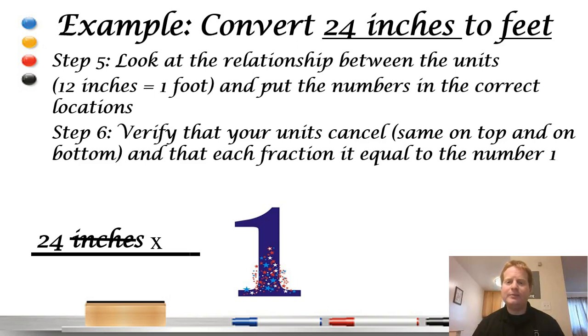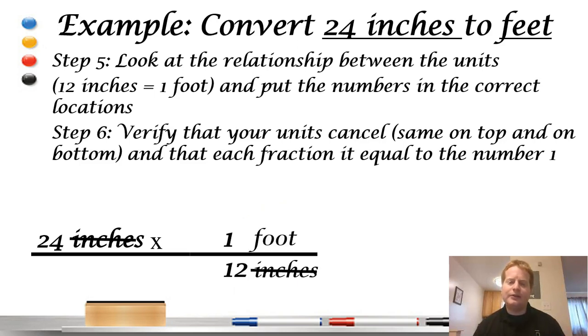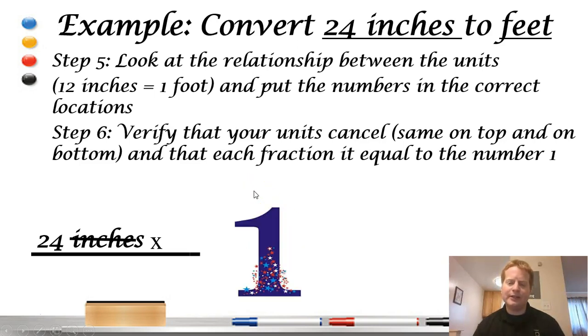And for us to be allowed to do that and still have the same overall value, for example, 24 inches being 2 feet, in order for those to come out as equal concepts, each fraction has to come out to the number 1. Same value on top as the value on bottom, just different units. So we know that 1 foot is equal to 12 inches. Okay, so then we cancel those out.